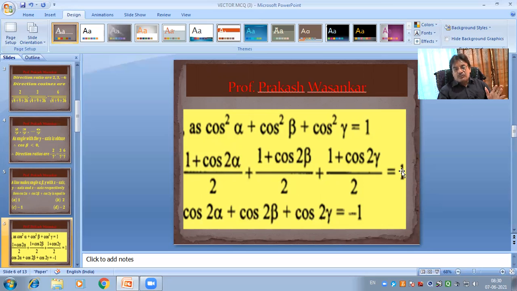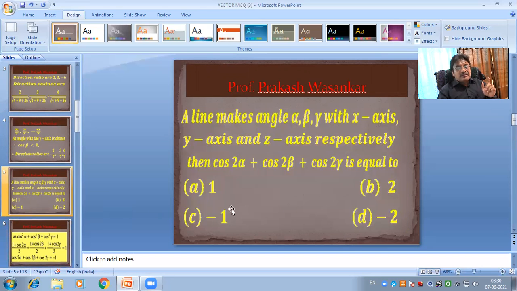So we get here 2. Then 2 minus 3, so we get minus 2. Therefore, cos 2 alpha plus cos 2 beta plus cos 2 gamma is equal to minus 1. That is, here C is the correct option.